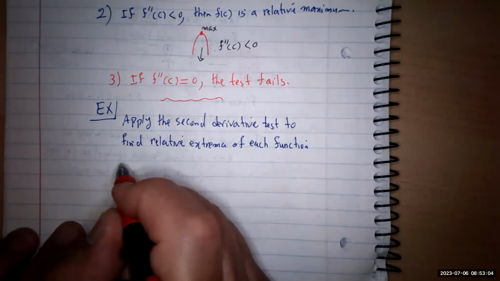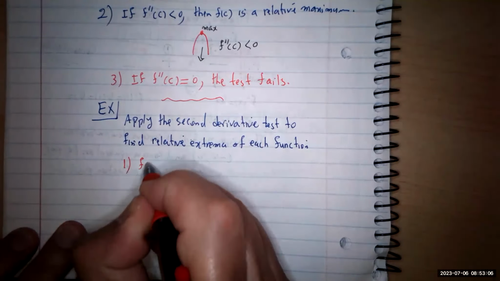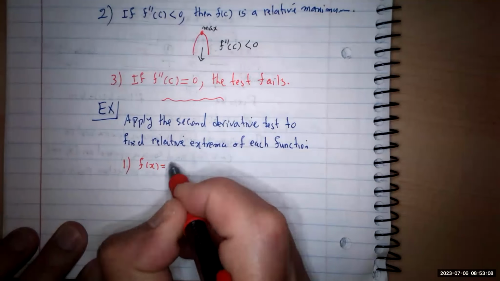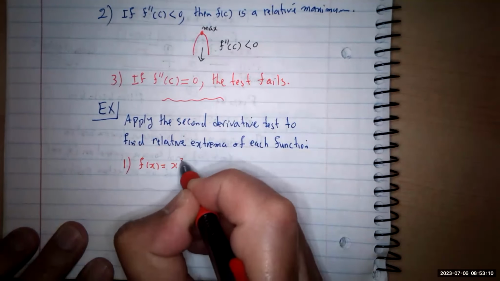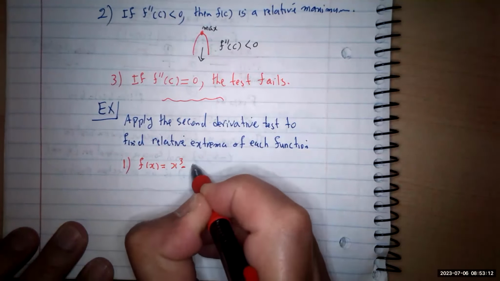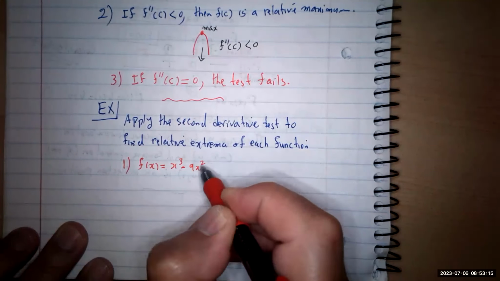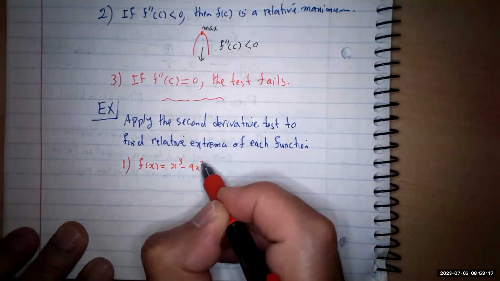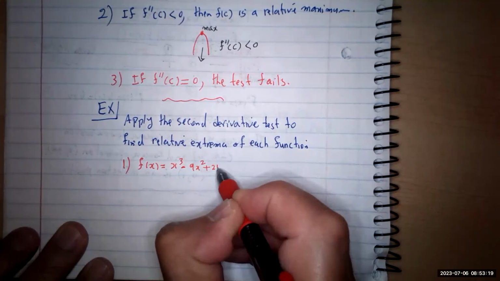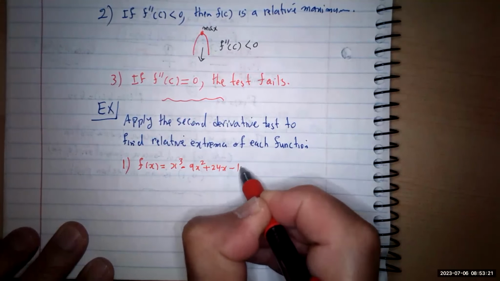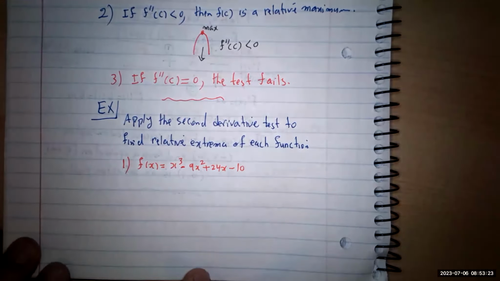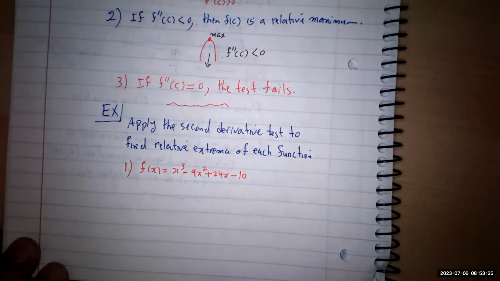The first one, a polynomial. f of x equals x cubed minus 9x squared plus 24x minus 10. There you are. You know that step one is as usual: you have to find the critical values. So do the first part first.